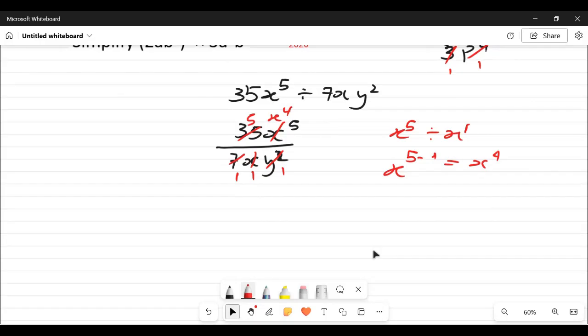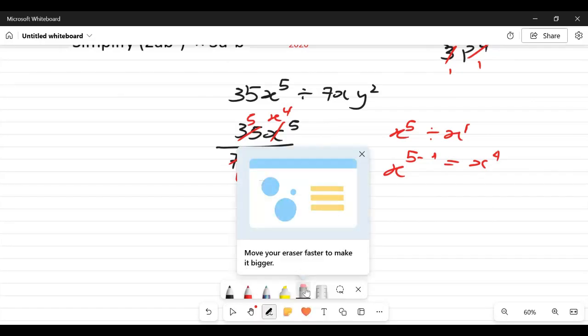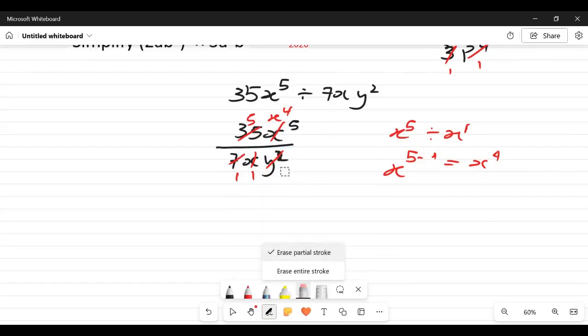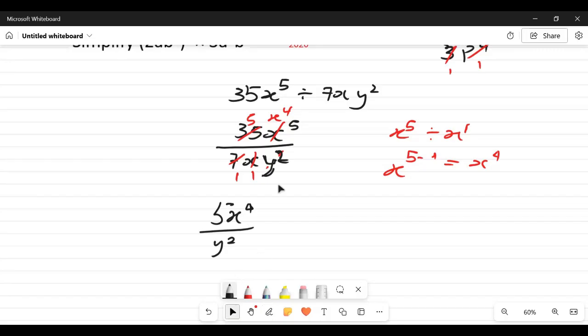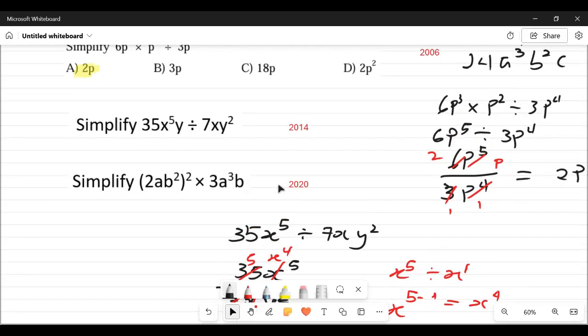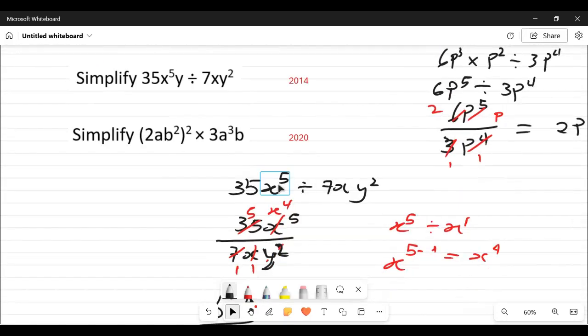So I've got to clean this thing here so that it doesn't confuse you. Anyway, that one was y exponent 2. So the final answer is going to be 5x exponent 4 over y exponent 2, and that's the final answer. But for this one, they didn't provide the alternatives, so that's going to be the final answer. So that's the last question.